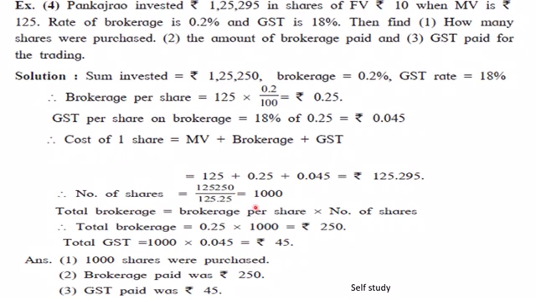So number of shares is amount invested divided by cost of one share. So how much do you have? Total 1000 shares. So total brokerage is brokerage per share multiplied by number of shares. Number of shares 1000. Brokerage, so how much? Rupees 250. So total GST is 1000 shares multiplied by 0.045, that is GST on brokerage. So it is how much? Rupees 45. GST paid is rupees 45.